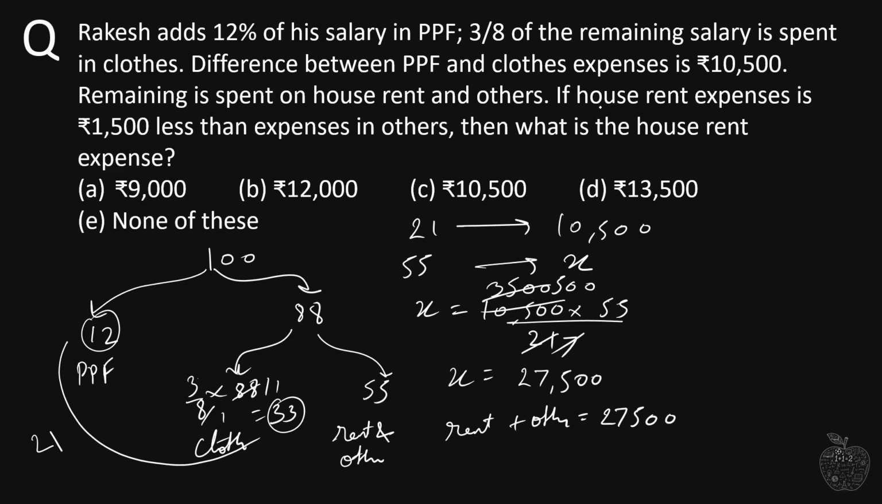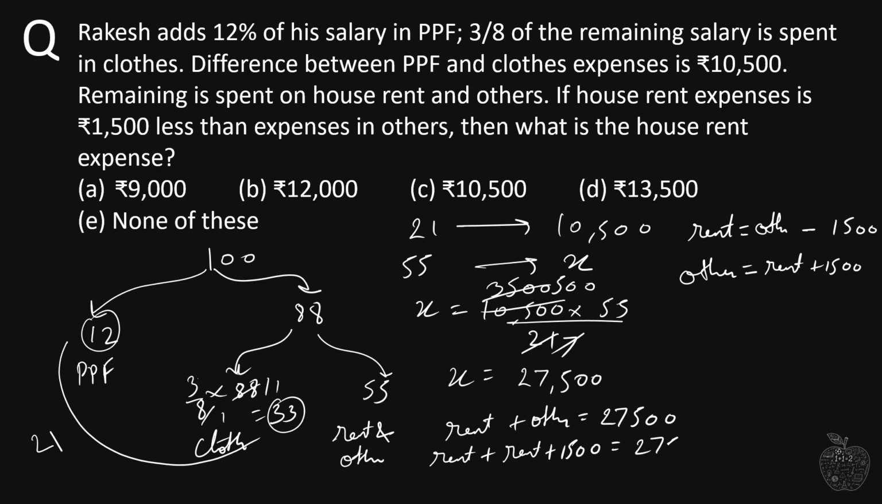Question here is telling me that the house rent expense is 1500 less than expenses in others, or I can say that other expense is equal to rent plus 1500. All right. Then what is the house rent expense? So let's substitute this other in this equation. So we get rent plus rent plus 1500 is equal to 27,500.